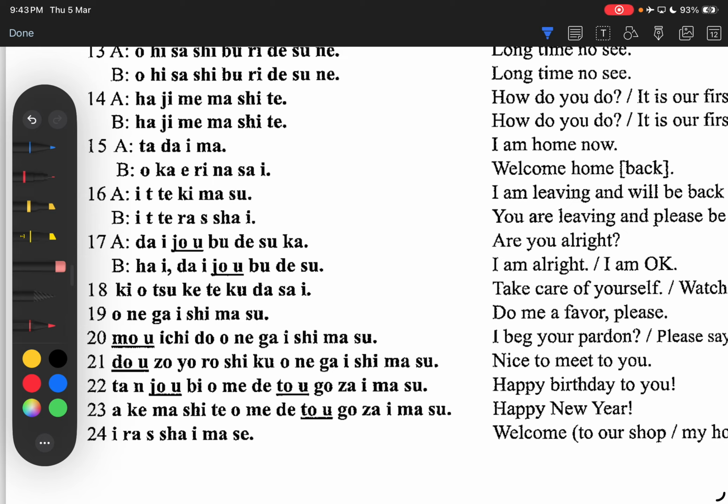Okay, so 18. 気をつけて. 気をつけてください. Alright, so this 気をつけ. つけ is a word that means turn on or switch on. So when I say I switch on the lights, I will say スイッチをつけます. That means I turn on the switch.